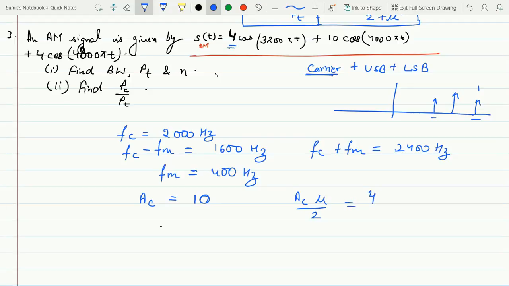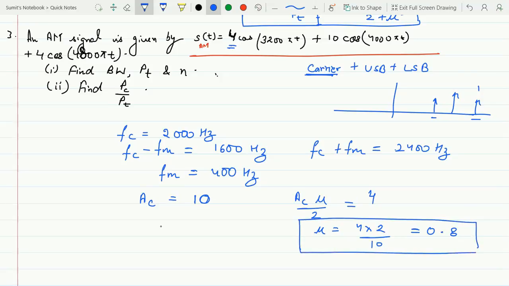So from here you can say that mu would be 4 into 2 by AC, that is 10. So mu comes out to be 0.8. So now this is how you find the mu here.